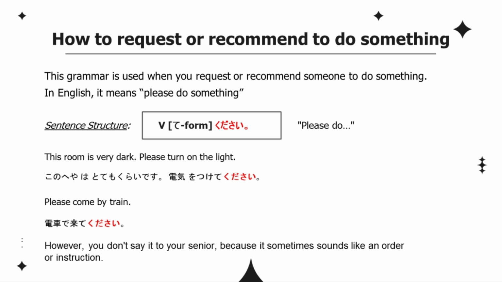Remember that this form is only used when the sentence is positive. We will use a different form when speaking a negative sentence. Let's have a look at some examples. This room is very dark. Please turn on the light.